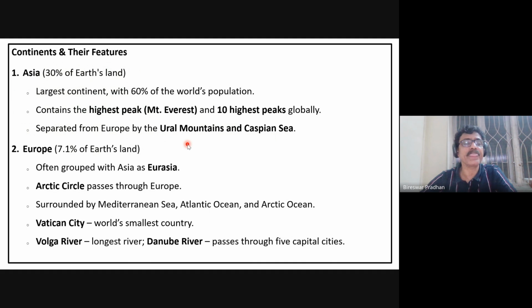Now Europe. Europe is 7.1% of the Earth's land. It is often grouped with Asia as Eurasia, and the Arctic Circle passes through Europe. It is surrounded by the Mediterranean Sea, Atlantic Ocean, and Arctic Ocean. Vatican City, the world's smallest country, is there, the Volga River is the longest river, and the Danube River passes through five capital cities. These are the features of the continent of Europe.